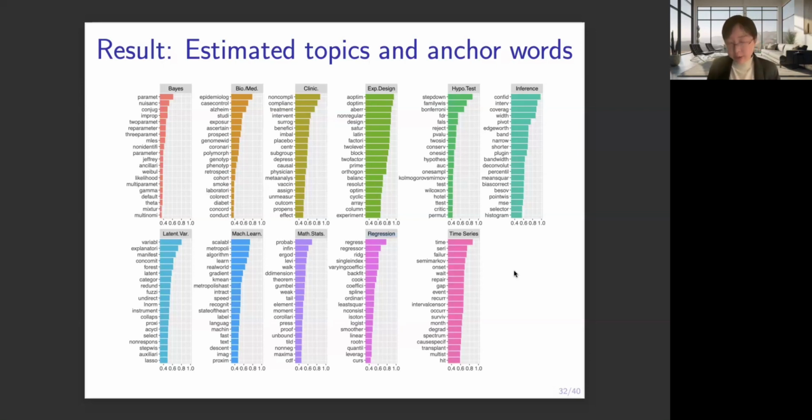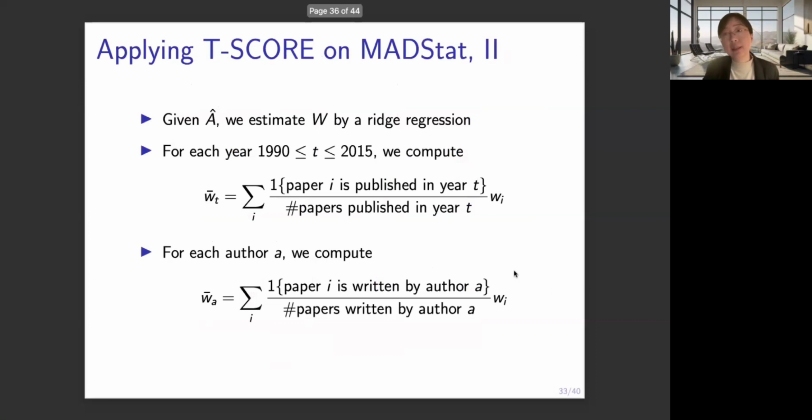So this is the first part. We use A hat to answer the question, what are the main topics in statistics? And this is an objective, data-driven answer. The next question: what are the trends and patterns in statistical research? We now use the W hat. We get an 11-dimensional weight vector for each paper.